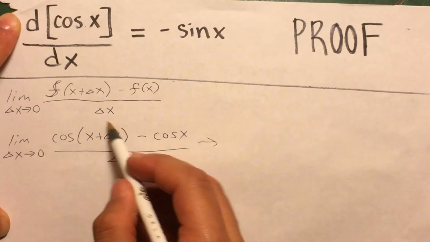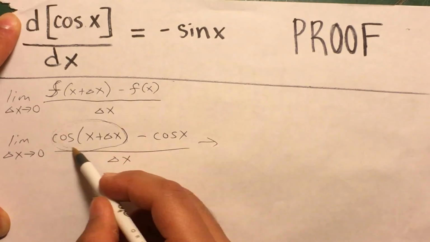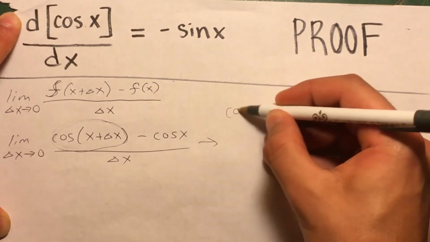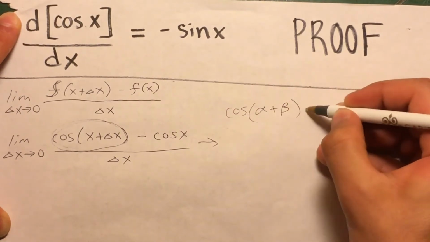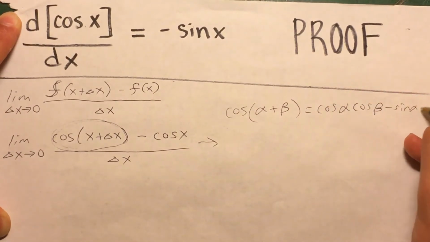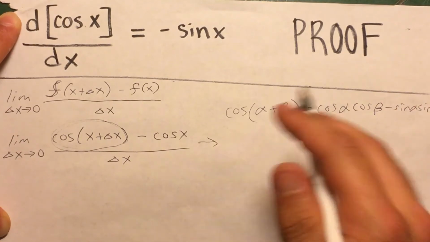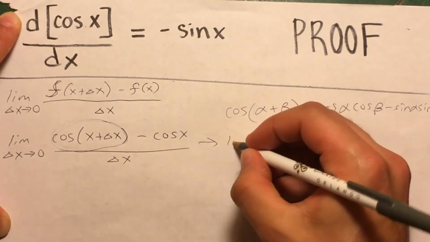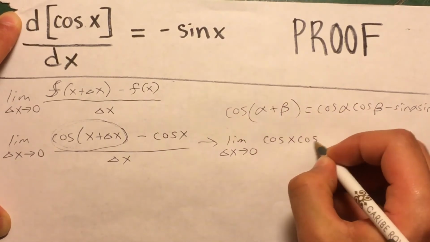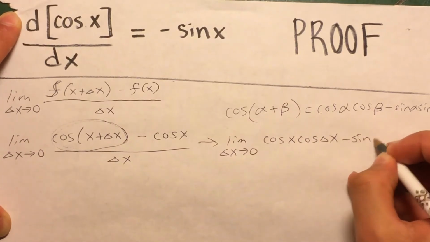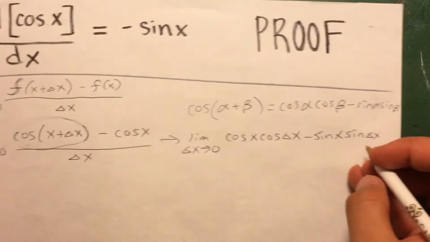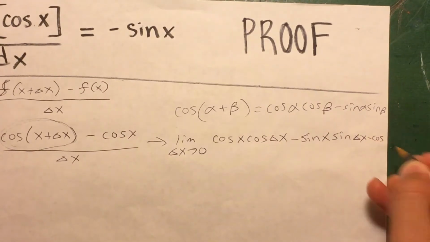Now, right here, this is a hint that we're using the trigonometric formula of cosine of a plus b is equal to cosine a cosine b minus sine a sine b. So we're going to apply that over here as well. So it's going to look like this: limit as delta x approaches 0 of cosine of x times cosine of delta x minus sine of x times the sine of delta x, and then we bring the minus cosine of x. It's going to be right here, minus cosine of x.